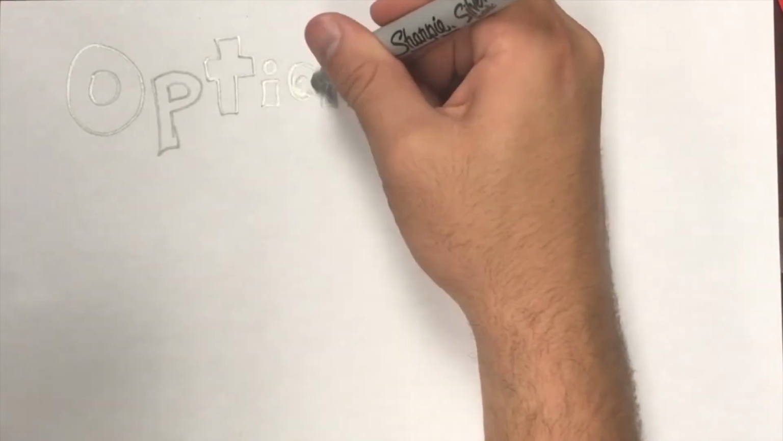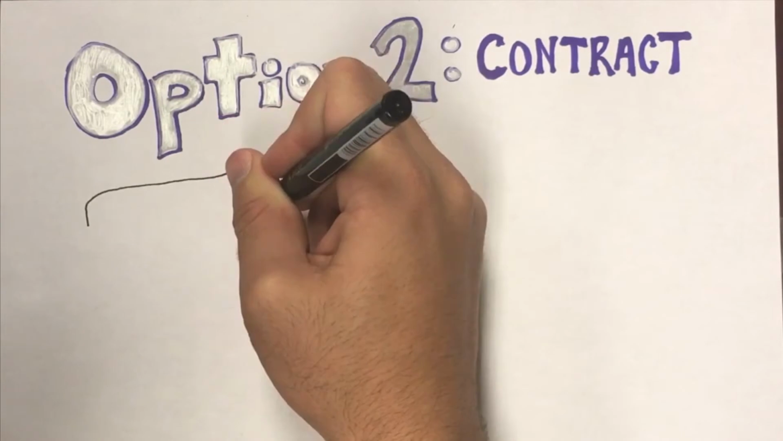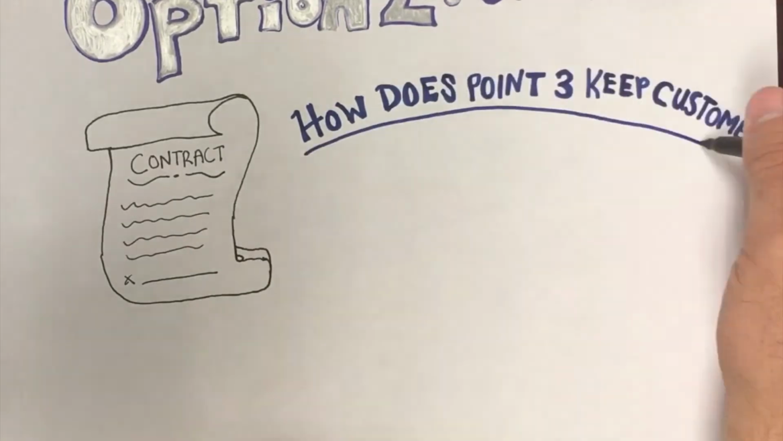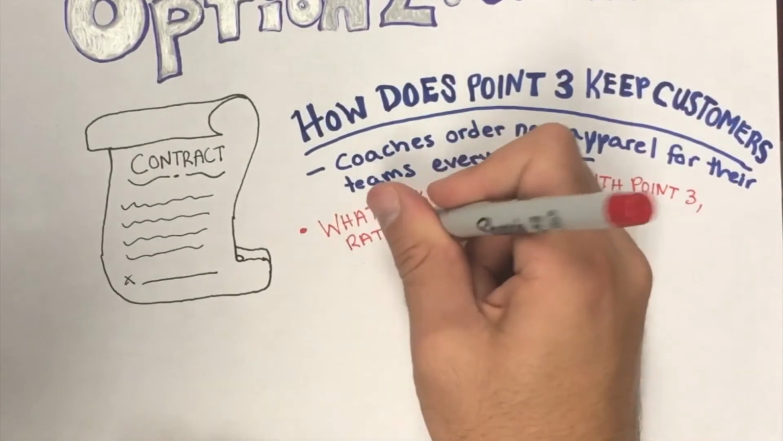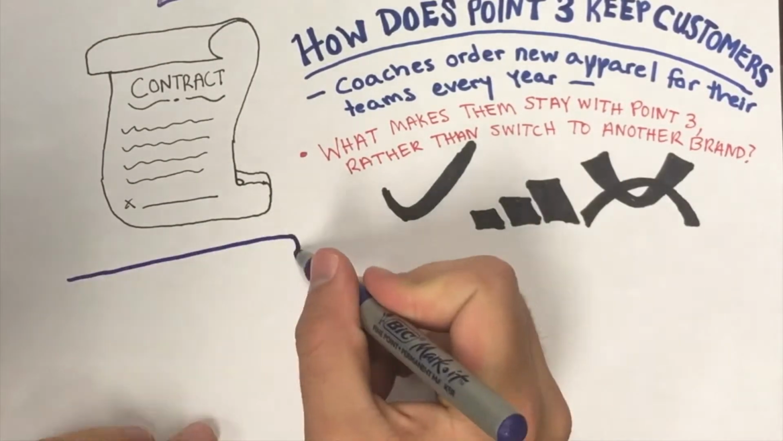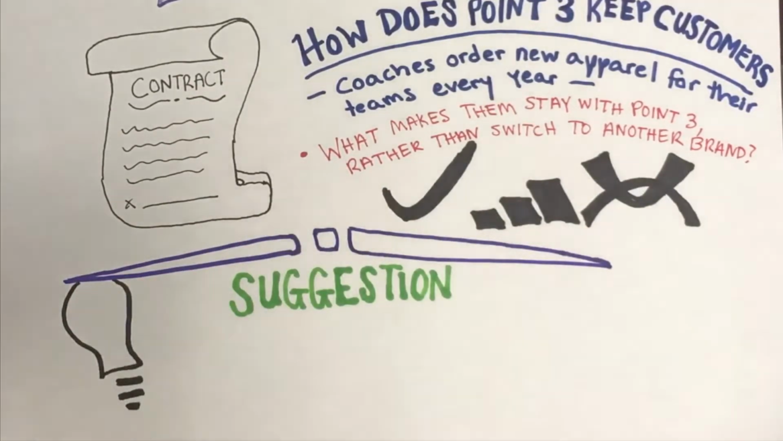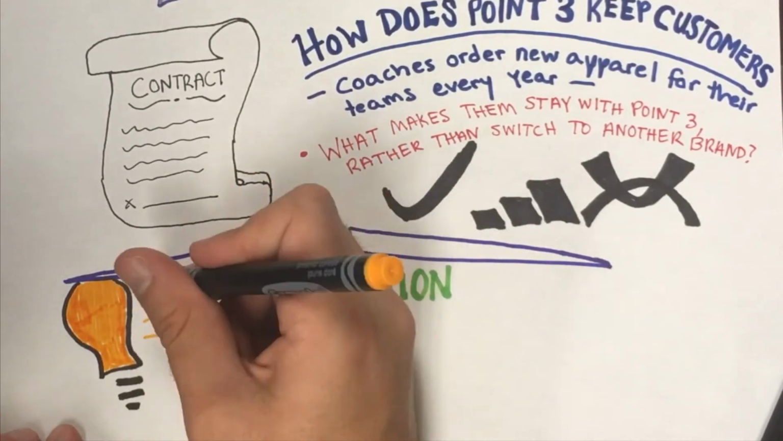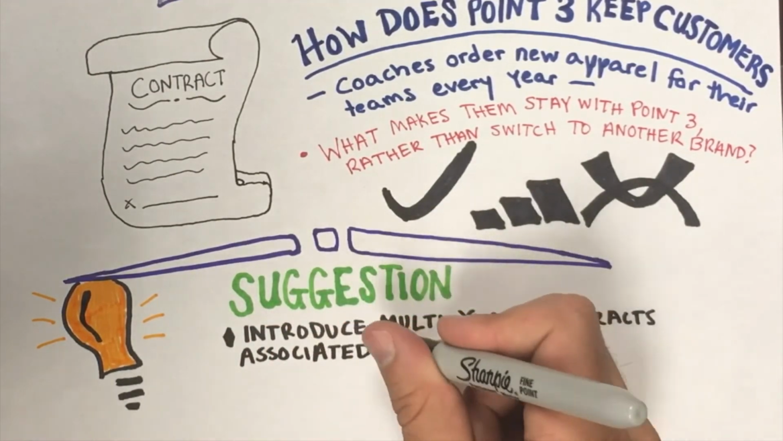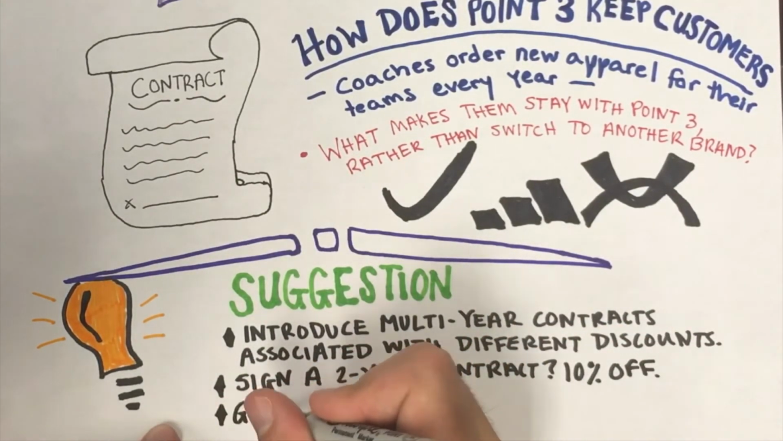Another strategy that Point3 should consider utilizing is the use of contracts as a means of ensuring long-term customers. We already know that coaches order new apparel for their teams every year, but what makes them stay with Point3 rather than switching to another brand, for example, Nike, Adidas, or Under Armour? We have come up with a simple yet effective way to avoid this uncertainty. We propose that Point3 introduce multi-year contracts, each associated with different discount incentives. For example, a 2-year contract could yield a 10% discount, whereas a 3-year contract could yield a 15% discount. This strategy would generate long-term, low-turnover customers for Point3.